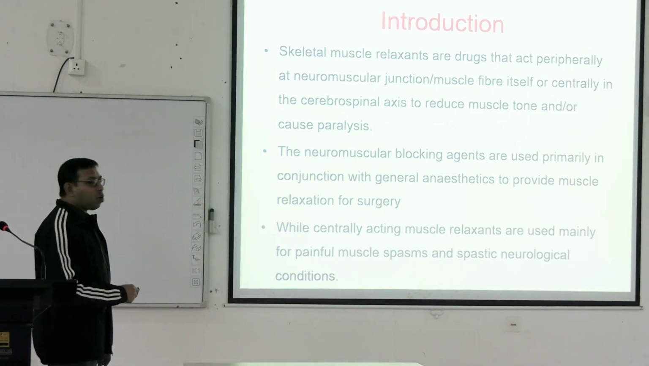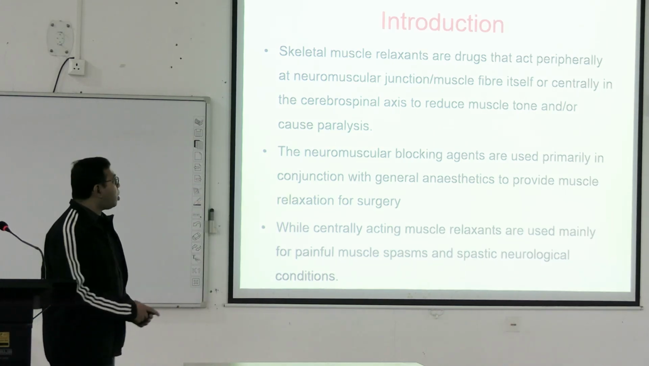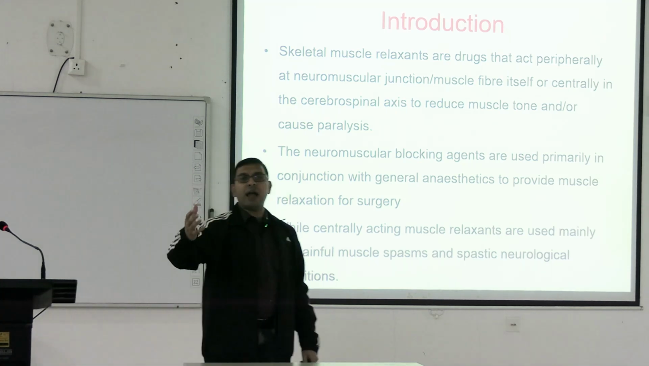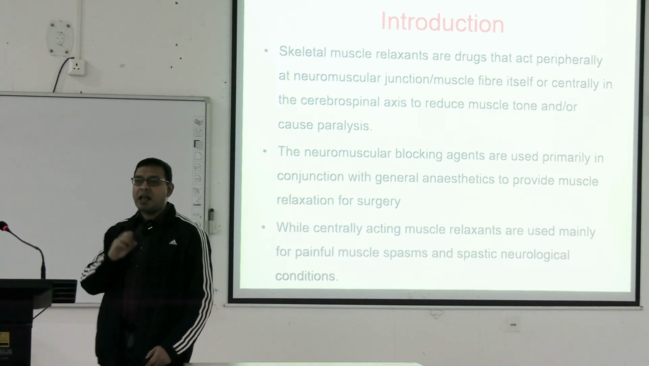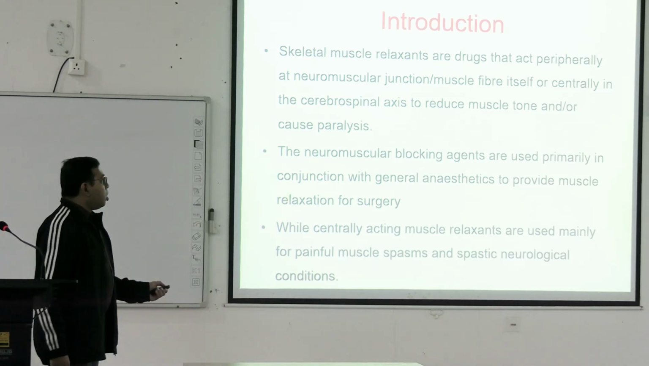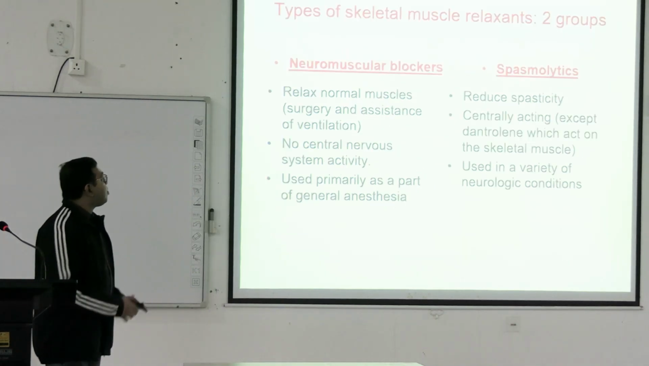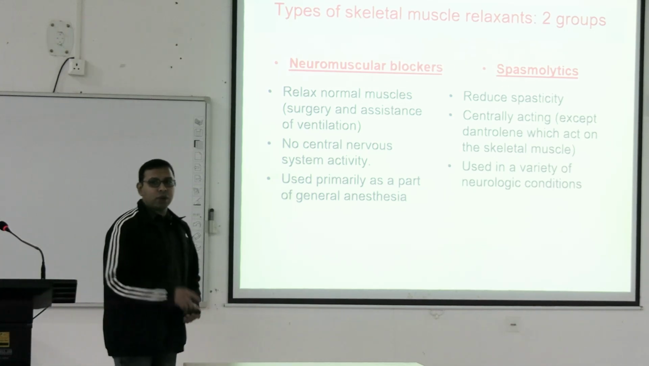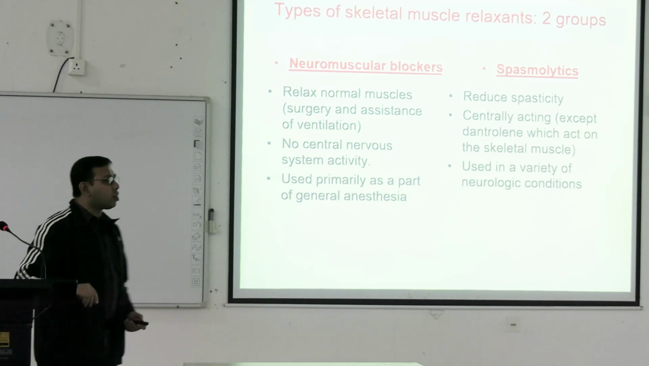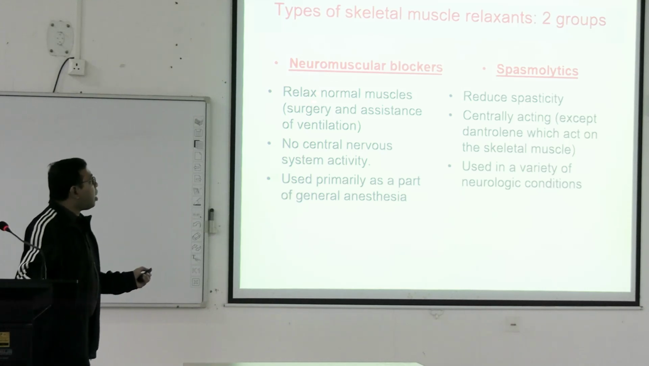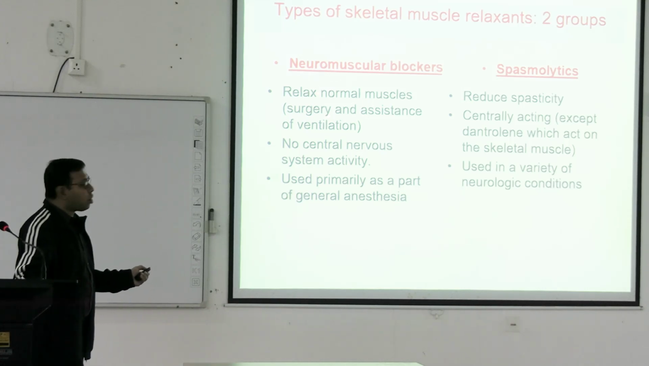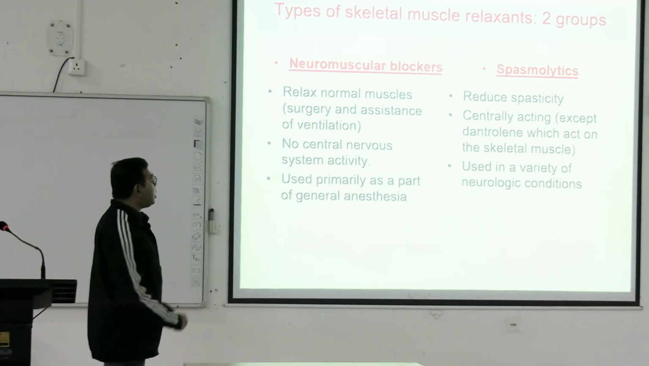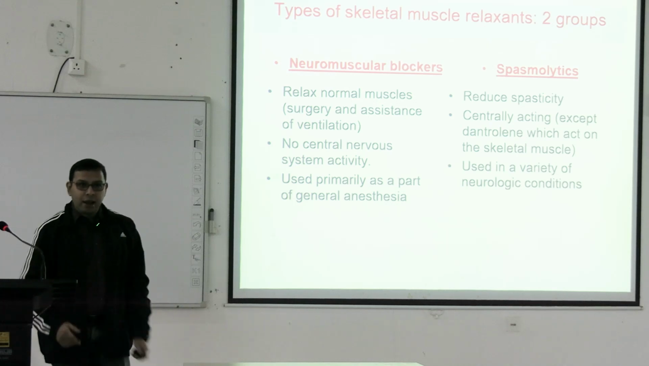So ultimately this reduces muscle tone and may cause paralysis. If it is given in very high doses, that can give paralysis. Most commonly flaccid paralysis happens. We have already discussed this. So there are neuromuscular blockers, and the other part is the spasmolytics, which are the centrally acting skeletal muscle relaxants. Neuromuscular blockers mainly relax normal muscles in surgery and assist ventilation. They have no central nervous system activity and are used primarily as part of general anesthesia.